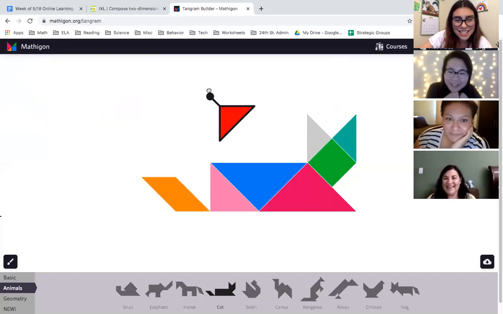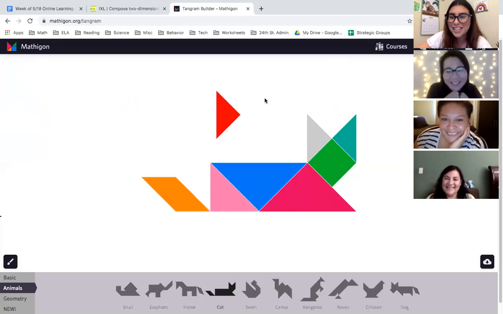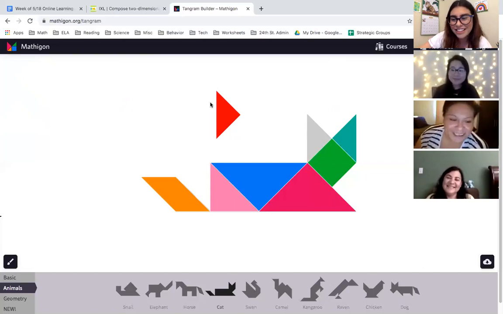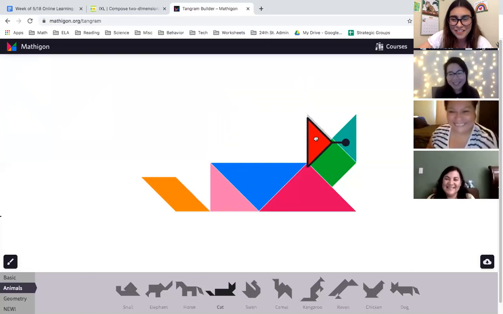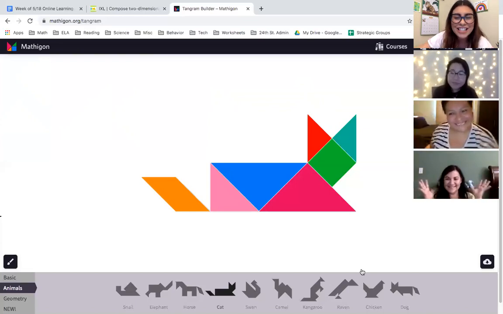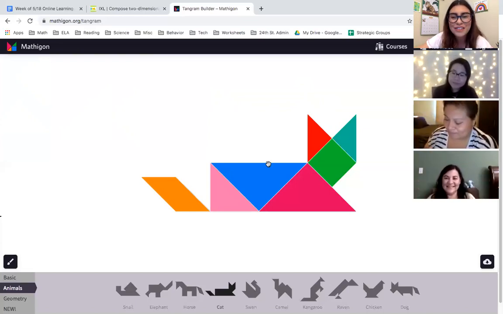All right, Miss T, or Miss Rosales, sorry. What should our next shape, where should our next shape go? We have a triangle. I think that we only have the triangle. Yeah, we do only have the triangle. So it fits right here in the other ear. And there you can see that we did an entire cat made out of 1, 2, 3, 4, 5 triangles, 1 square, and a rhombus.